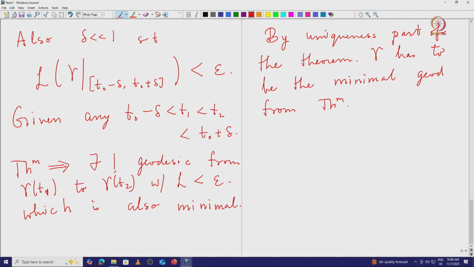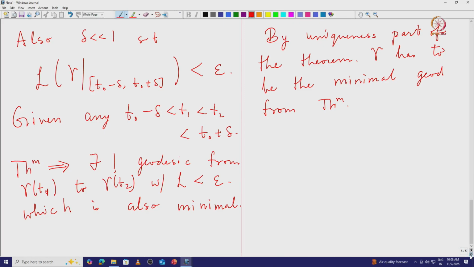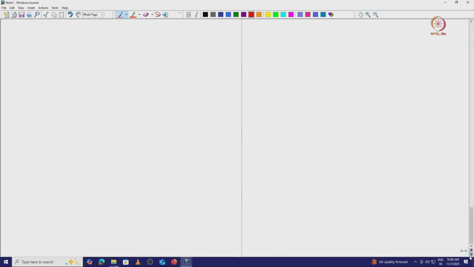Okay. So let me maybe go back to the statement of the theorem. So maybe I should say, moreover, I should change the wording a little bit. Moreover, gamma is minimal. So the theorem asserts that you have a unique geodesic of length smaller than epsilon connecting x and y. That is the first part of the theorem, and then it turns out that this unique geodesic is actually a minimal geodesic. Okay. So that is how you should read the theorem. Alright. So now let's prove the theorem.